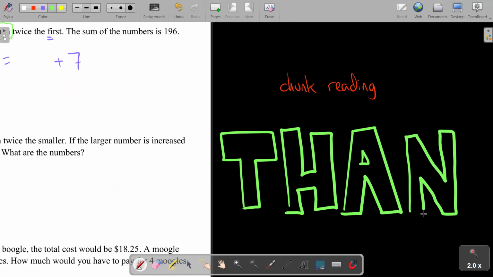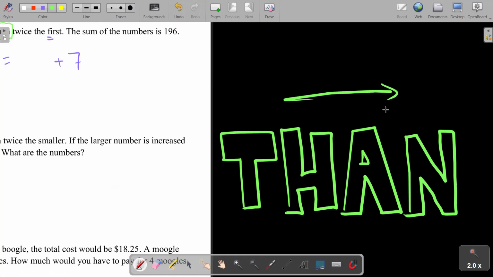this word is almost always going to be preceded by more or less. So if I say more than, like if it says 3 more than, plus 3. If it says 5 less than, minus 5. Whenever you see this word, then put your stuff at the end.